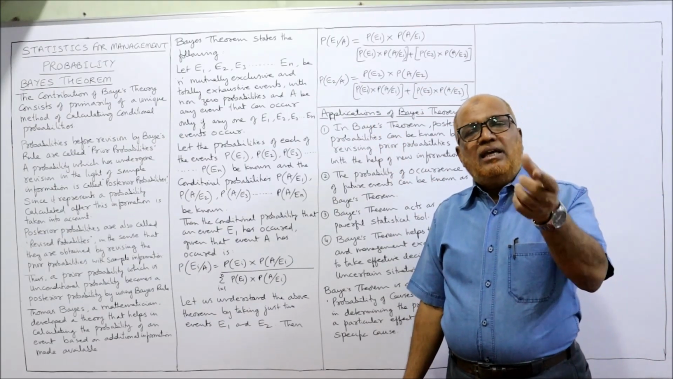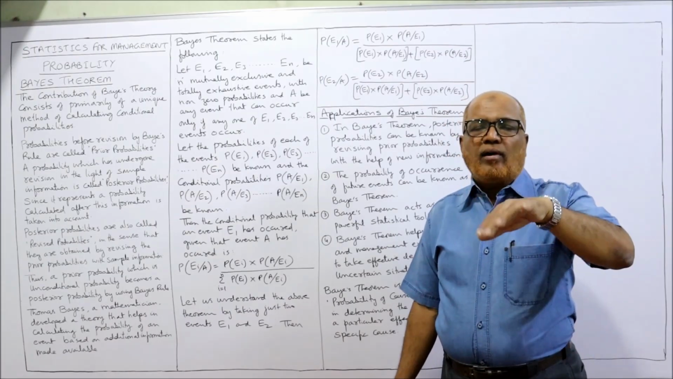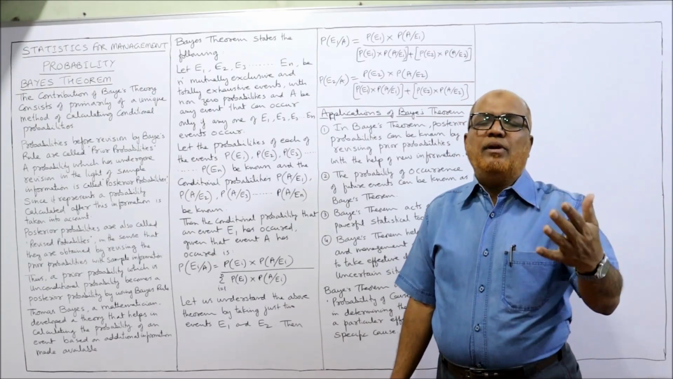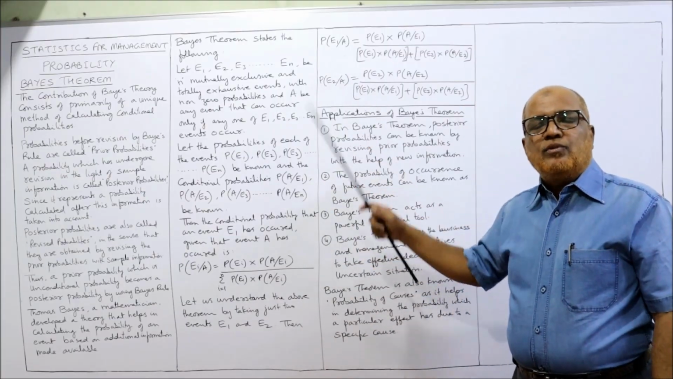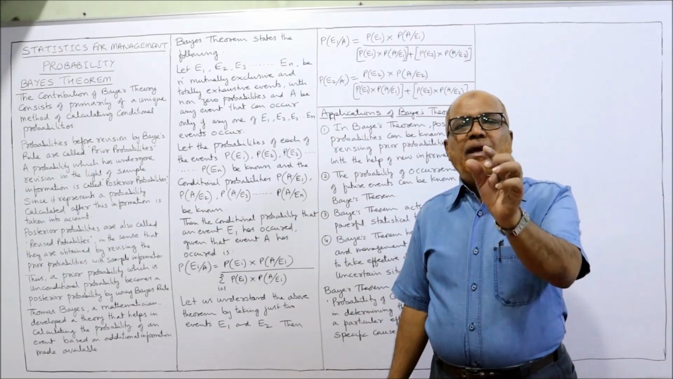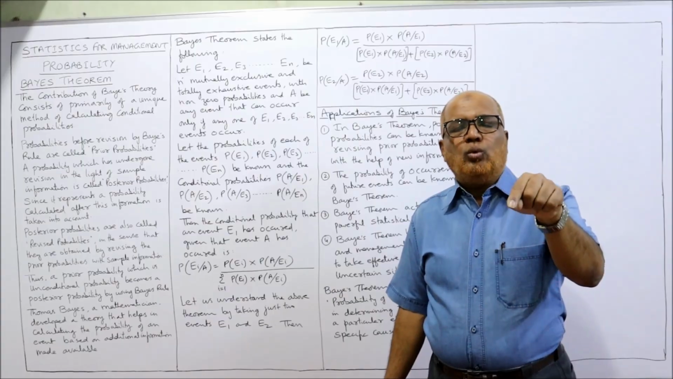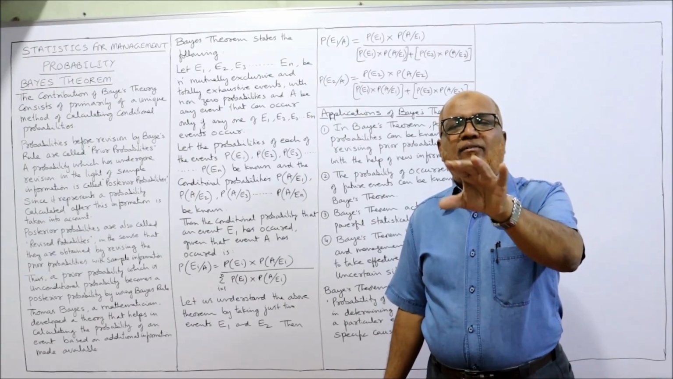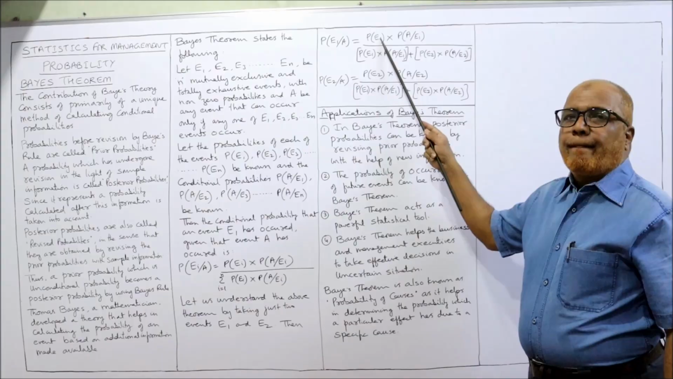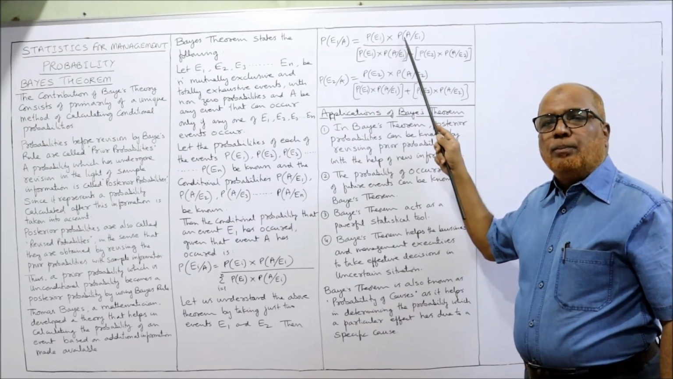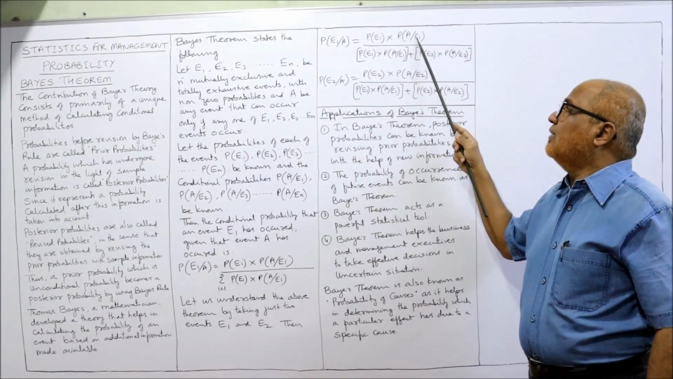Probability of E1 given A. That means A had already occurred. What is the probability of E1? It is equal to the joint probability, P of E1 into P of A given E1.